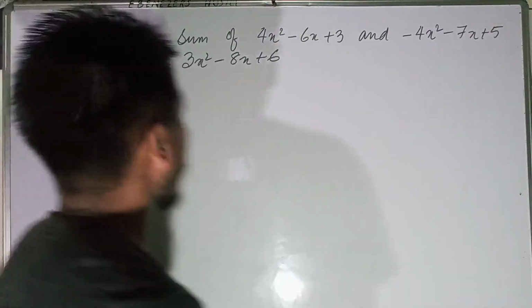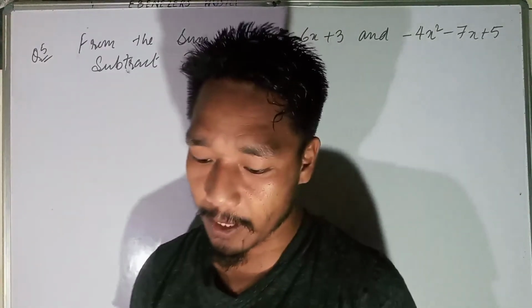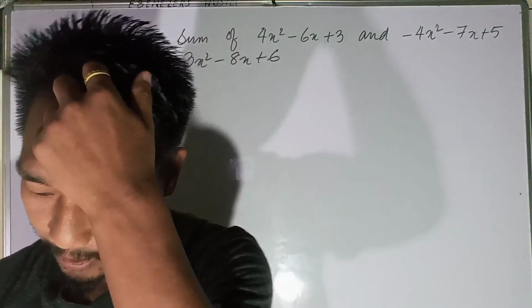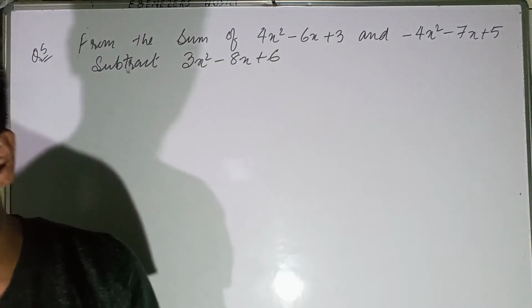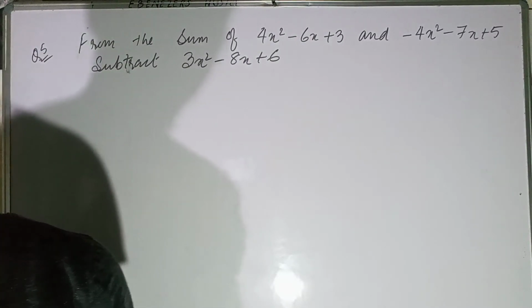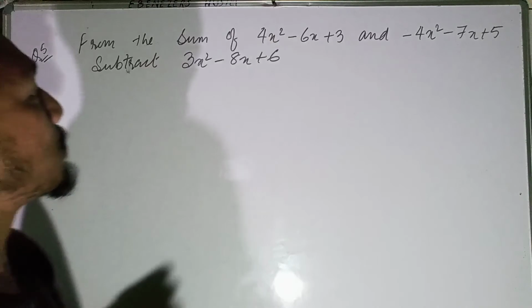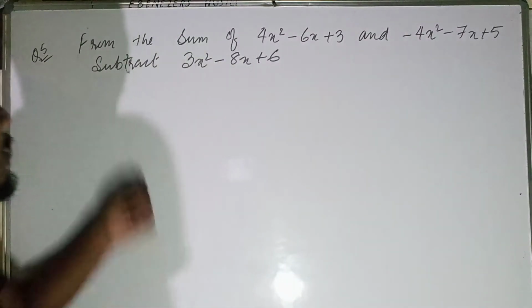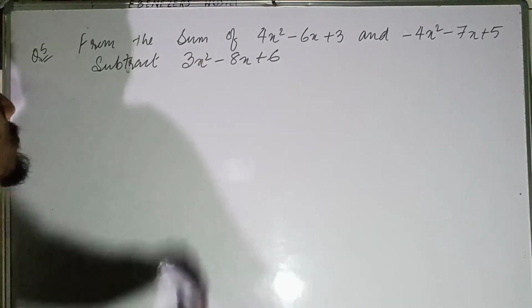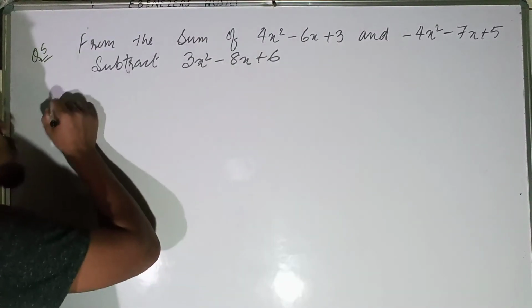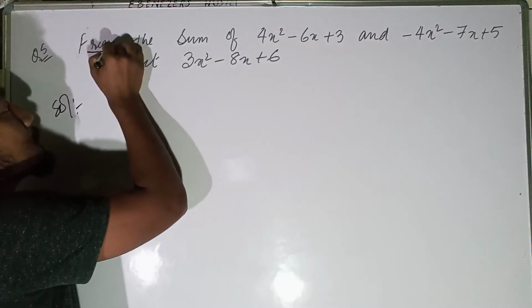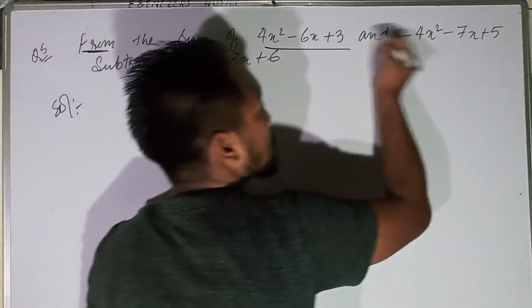Okay, next question. This is our last question in this video lecture. The remaining questions, number 6, 7, 8, 9 or whatever, we'll discuss in the next video lectures. Here it says subtract the sum of these two expressions from the sum of these two. That means it is again the same thing. First of all, you have to write these two expressions.